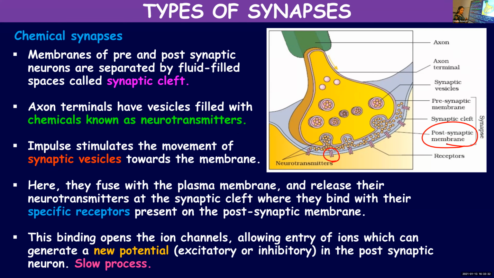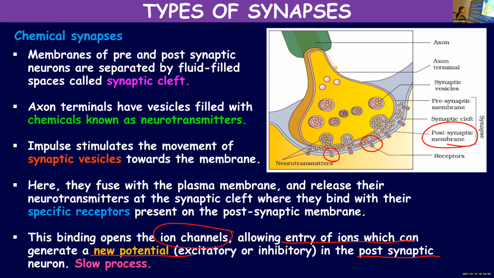And when the neurotransmitters bind with the receptors, it will open some ion channels so that ions will start entering and this will generate a new potential. In the second neuron, in the postsynaptic neuron, this process will get repeated again when it reaches the next synapse. And this process is very slow.